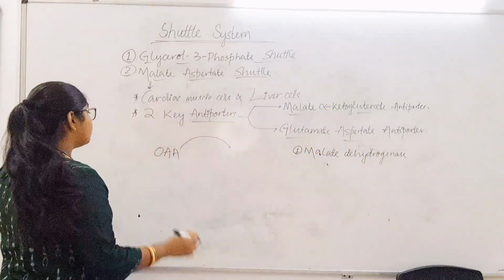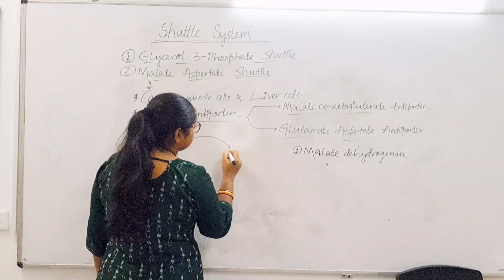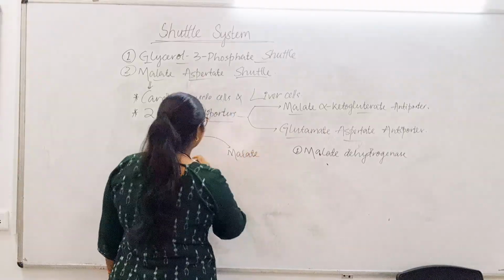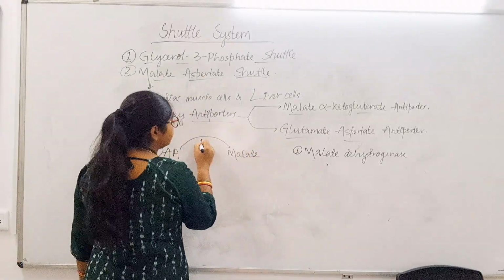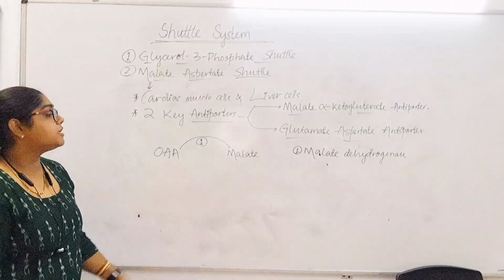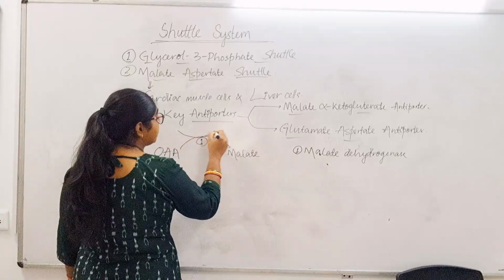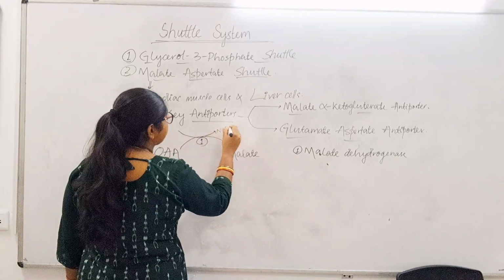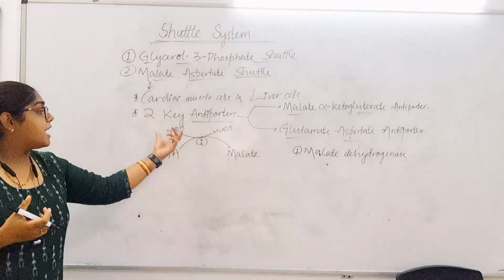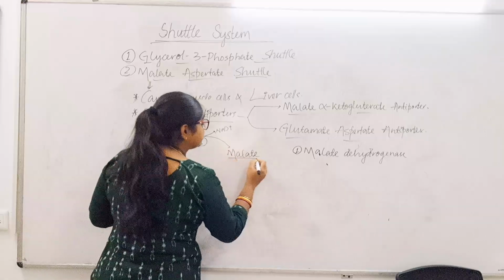Okay, so oxaloacetate will convert to malate with the help of the enzyme malate dehydrogenase. Malate dehydrogenase converts this oxaloacetate to malate, and here NADH converts to NAD plus. That means this malate dehydrogenase takes NADH and oxaloacetic acid and then it produces malate.